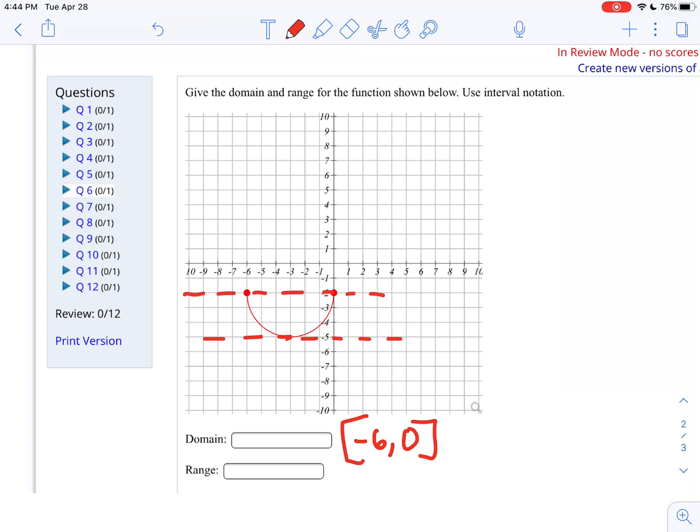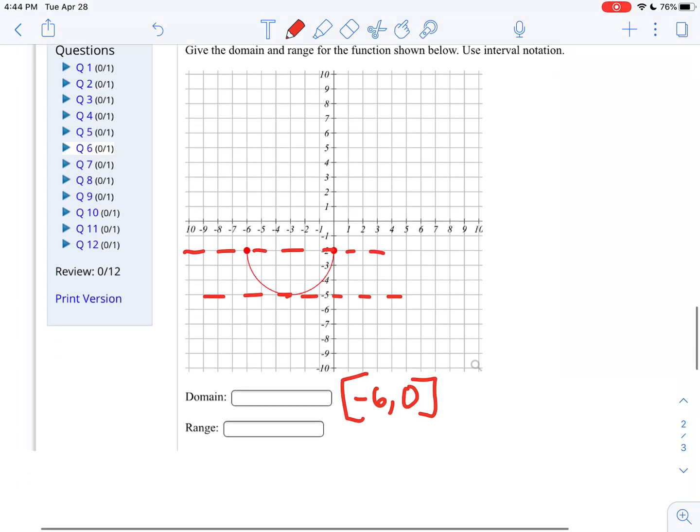this. Again, you want to just trap that graph and then see where the least to greatest value is. So my least value is -5 and my greatest value is -2. So -5, -2, and then both brackets for this.